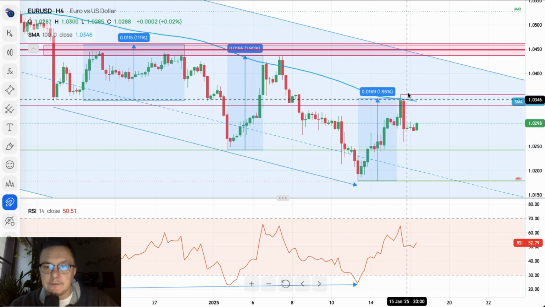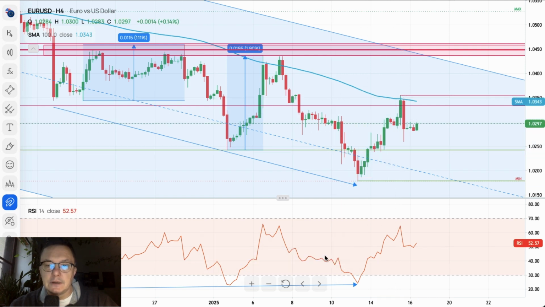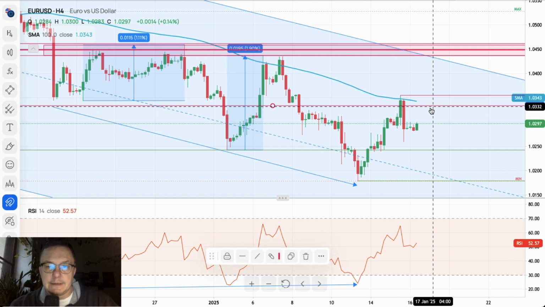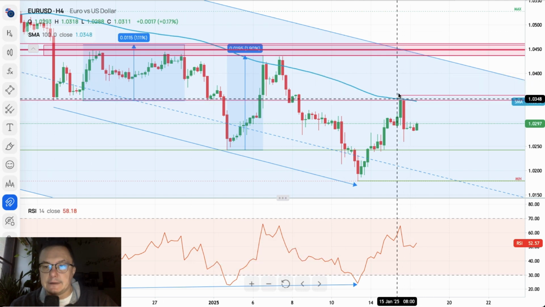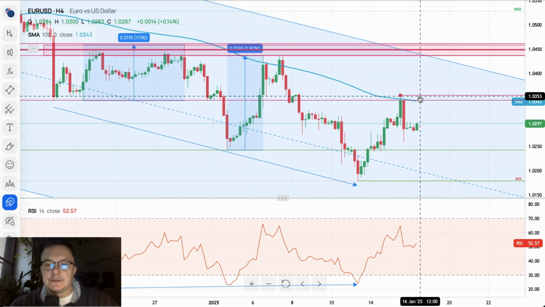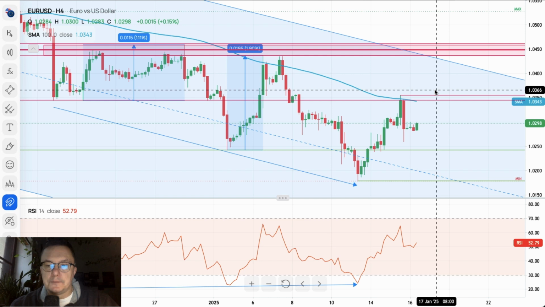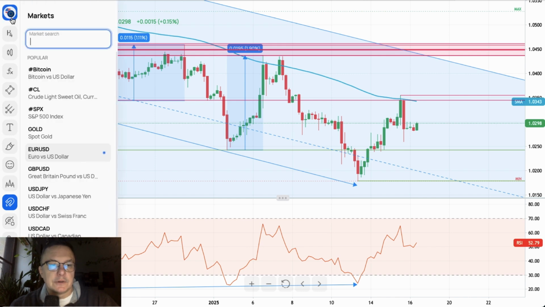So let's just move this apparently way to the pip. There you go. And of course this correction is done. So now it looks like that. The situation looks like this, and this one will go here. So that's the supply zone. No movement to the upside without a strong bullish breakout above the supply zone. So that was the euro dollar.